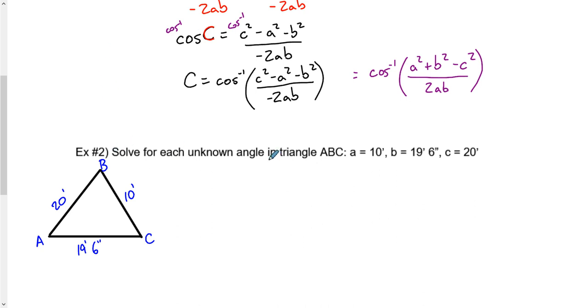If we want to solve for each unknown angle, we're going to have to solve for one at a time. So if I want to solve for A first, I'm just going to write down the formula one more time. If I'm solving for this angle, I'm going to have to make sure that this side is actually in the appropriate spot in the formula.